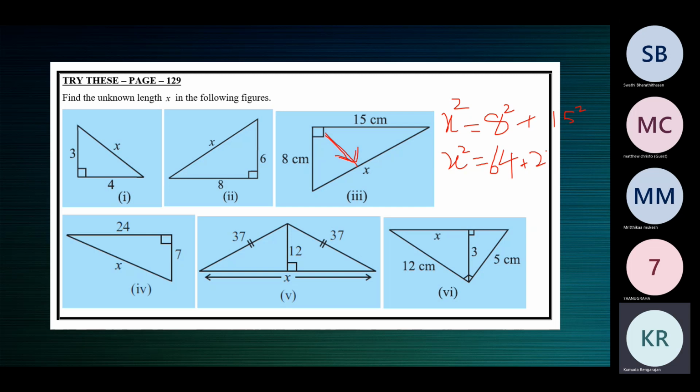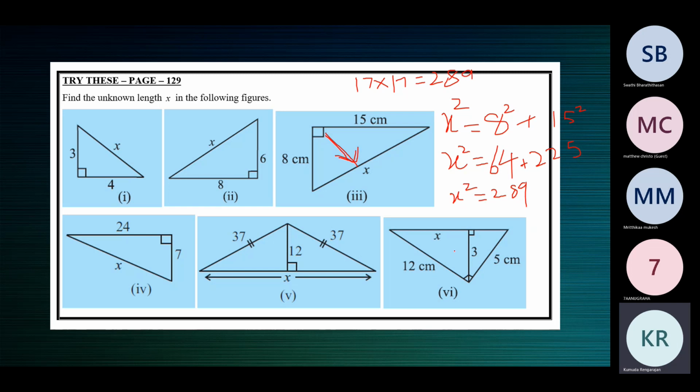15 square is 225. So we get x square is equal to 289. I told you, you should remember the squares of the first 30 natural numbers. Once you memorize that, you will immediately realize 17 into 17 is 289.